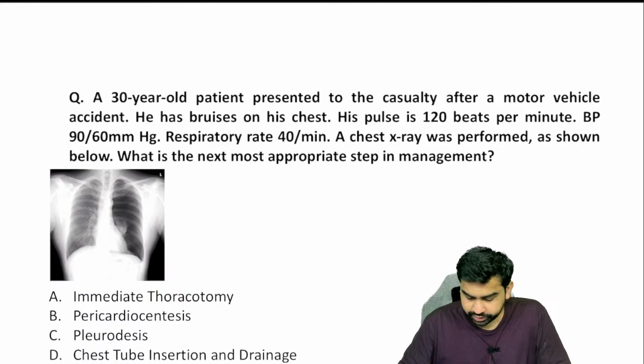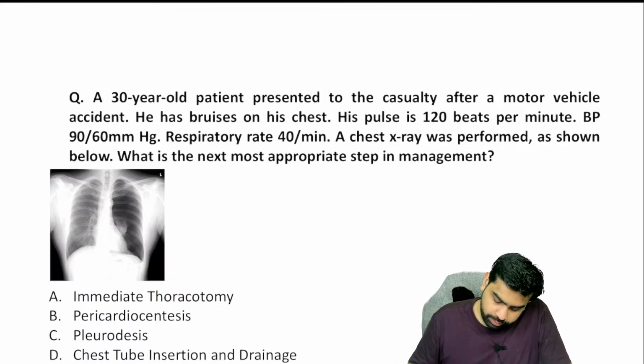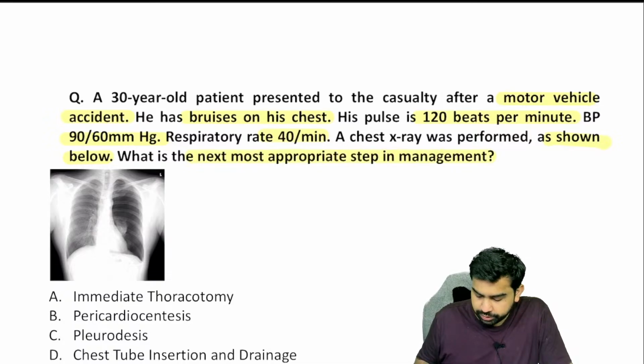There's a 30-year-old patient presenting to the casualty. The patient is coming to the emergency after a motor vehicle accident. He has a bruise over his chest. His pulse rate is 120 per minute. The blood pressure is 90 by 60 millimeters of mercury. The respiratory rate is 40 per minute. The chest x-ray was performed and is shown below. What is the next most appropriate step in the management of this patient?